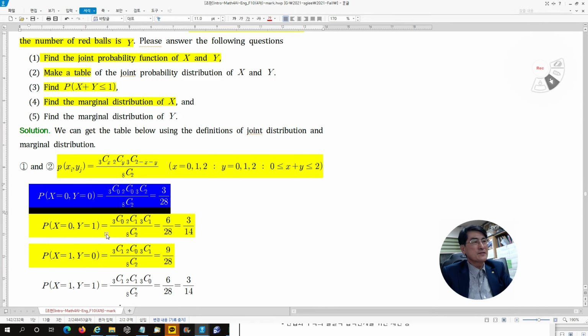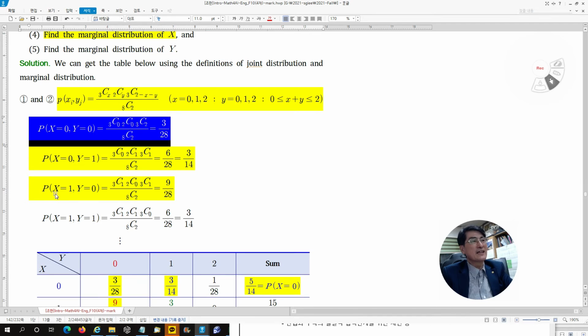And P of X equal to 0 and Y equal to 1 means here X is 0 and Y is 1, and then we have to choose 1 from the green ones. So 3 choose 0, 2 choose 1, and 3 choose 1 over 8 choose 2, which is 3 over 14. And P of X equal to 1, Y equal to 0, then here it should be 1 there. So this gives us 9 over 28, etc.